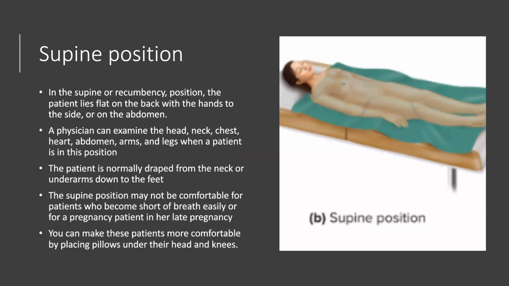The supine position. In the supine position, the patient lies flat on the back with their hands to the side or on the abdomen, and a physician can examine the head, neck, chest, heart, abdomen, arms, and legs when a patient is in this position. The patient is normally draped from the neck or underarms down to the feet.